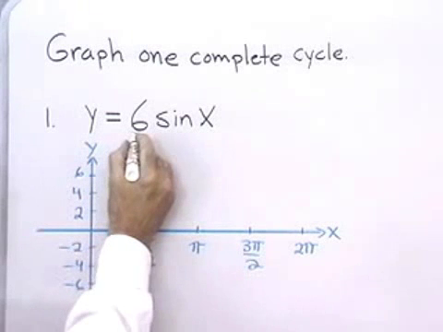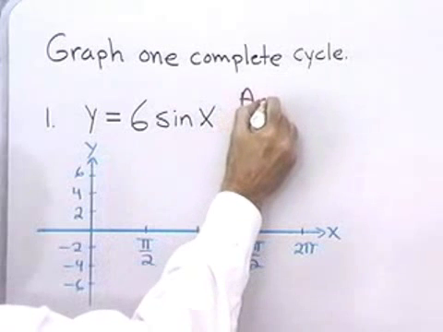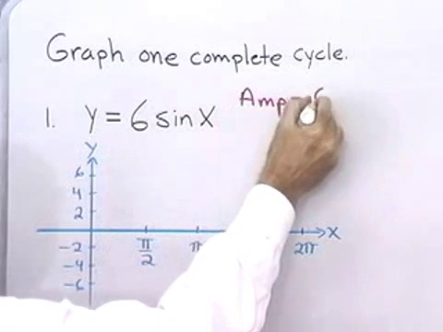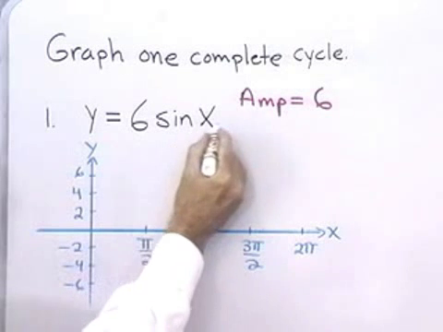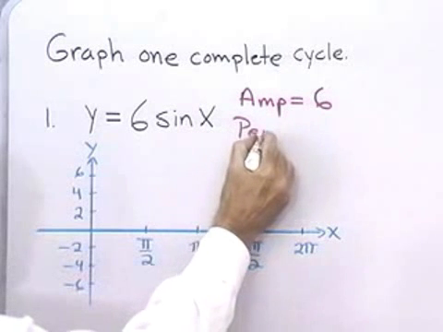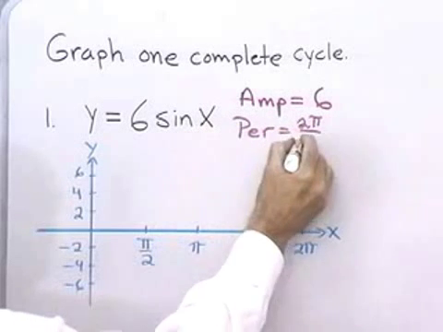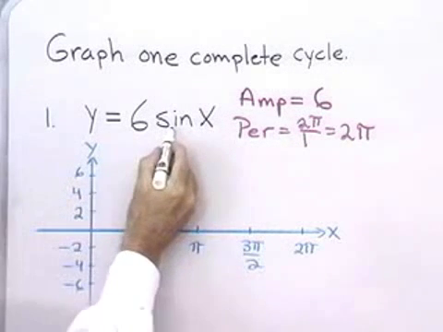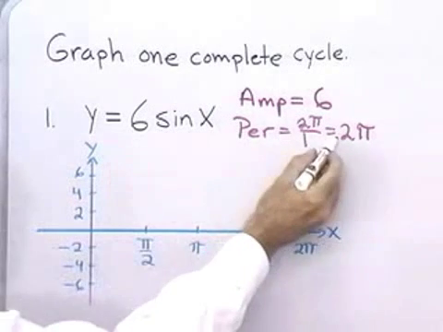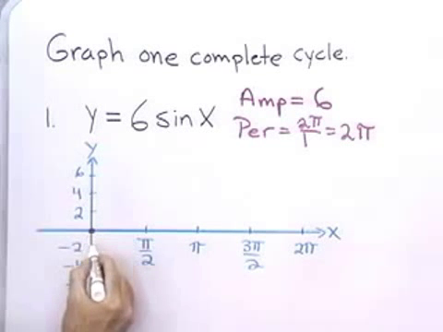So we know that this coefficient tells us what the amplitude is. So this graph will have an amplitude of 6, and then the coefficient here in front of x tells us what the period is. So the period will be equal to 2 pi divided by this coefficient, which is 1, so that's 2 pi. So I have a sine curve with an amplitude of 6 and a period of 2 pi. That graph is going to start at the origin.